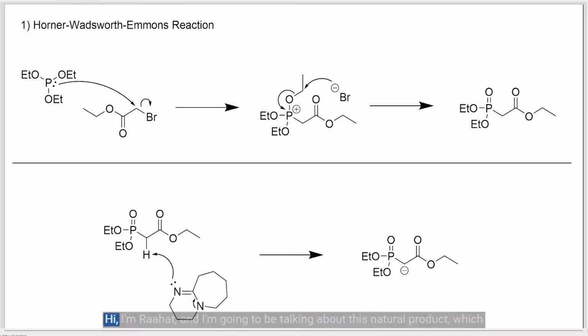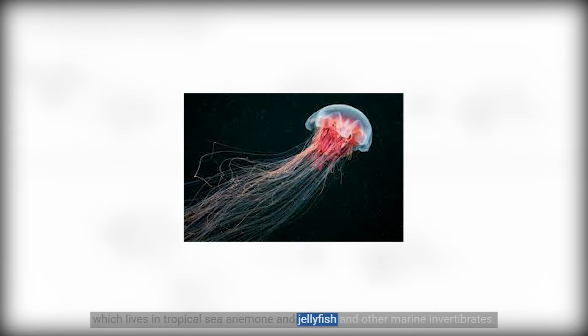Okay, hi, I'm Rahat, and I'm going to be talking about this natural product which I've been researching a little bit about. And there is scientific interest in natural products like this found in biological systems of marine organisms. So my focus is on a product found in a type of algae called Symbiodinium, which lives in tropical sea anemone and jellyfish and other marine invertebrates.